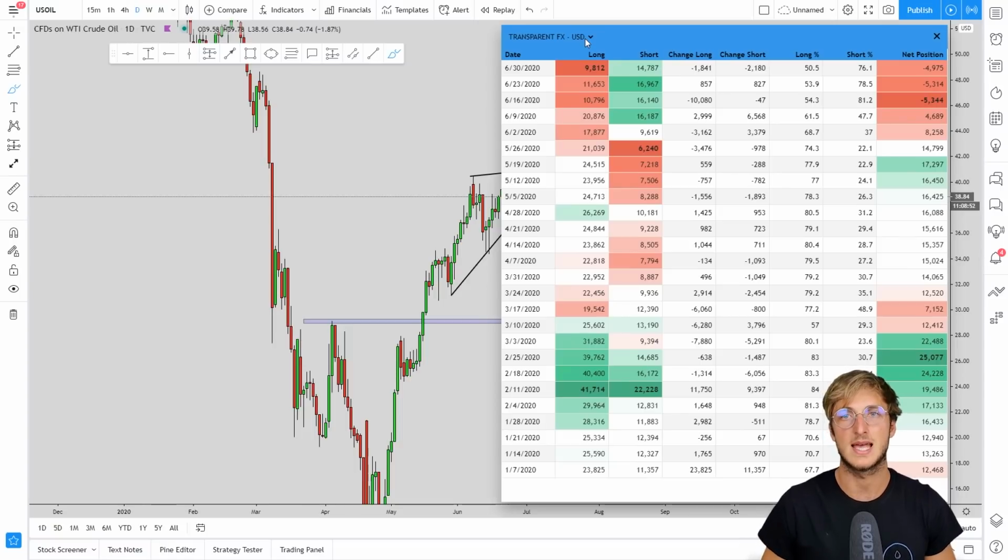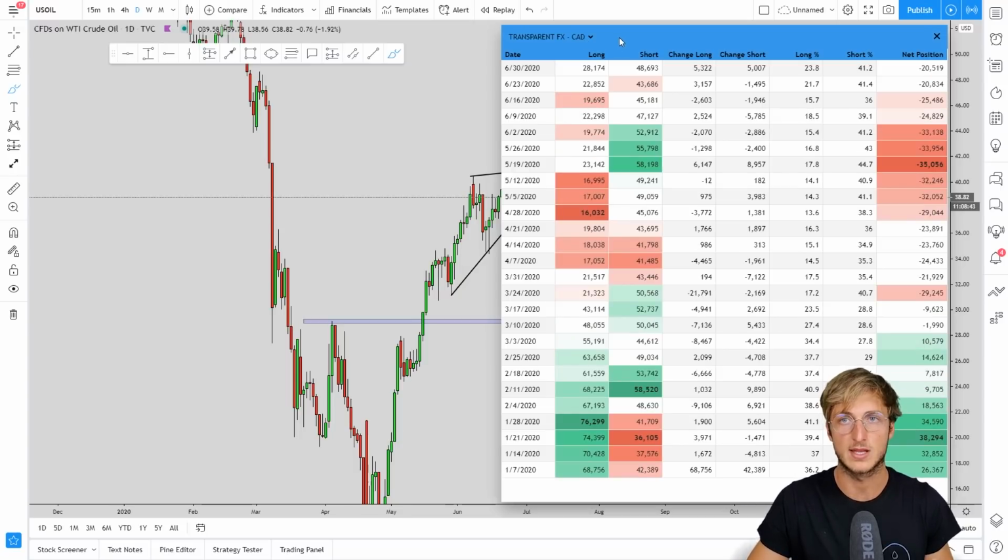What the biggest banks and institutions are currently doing in the market, so how are they positioned? Now, if we go and see what we have from a CAD perspective, and if you're asking yourself why CAD, because it correlates very well with oil, what we can see is that we went from 38K net positions all the way down to minus 35K net positions.